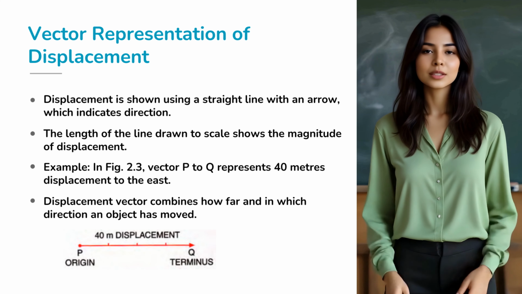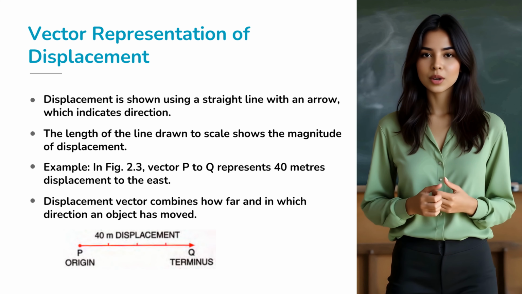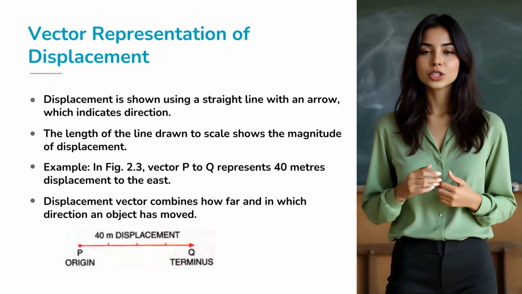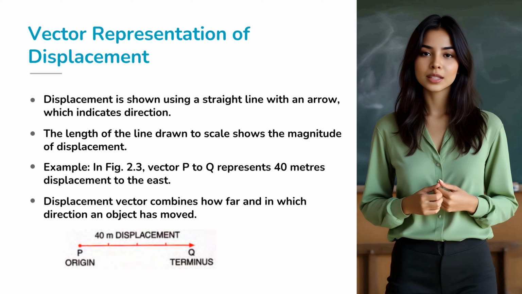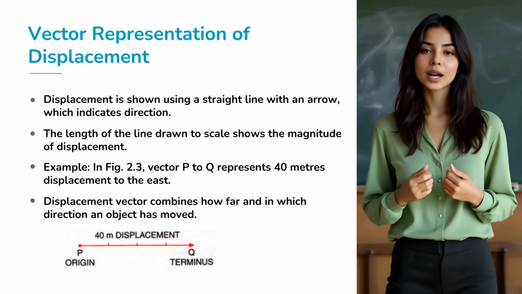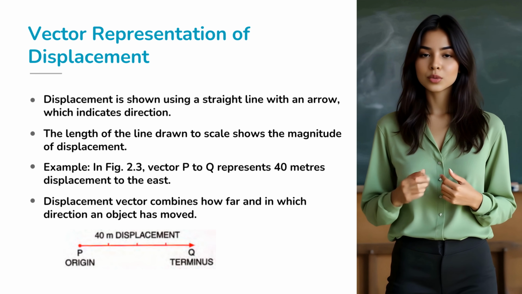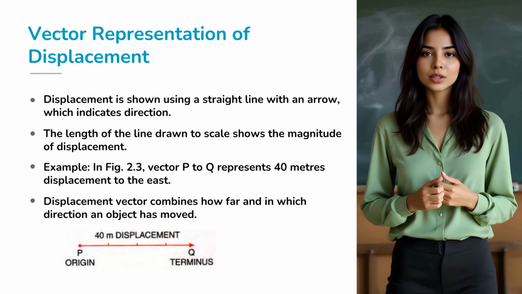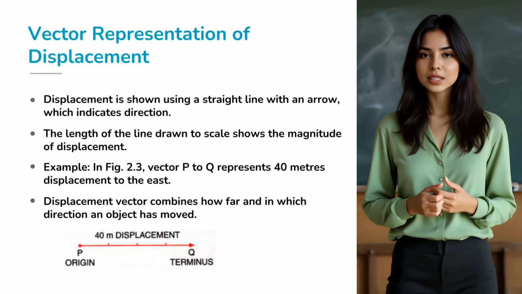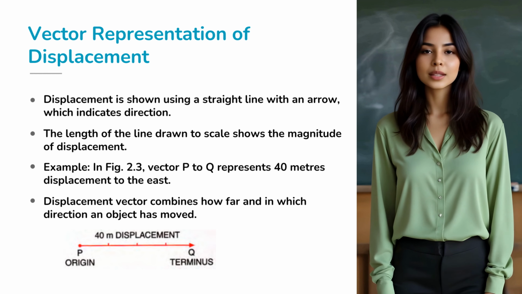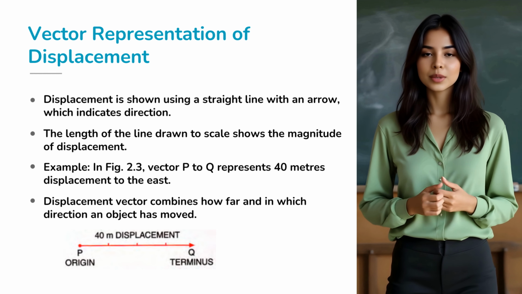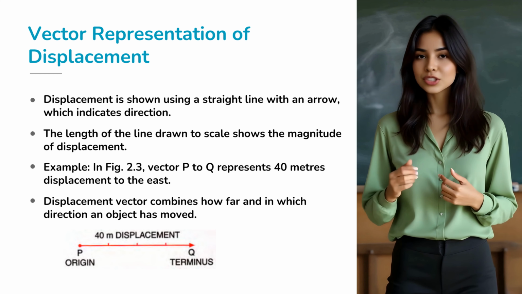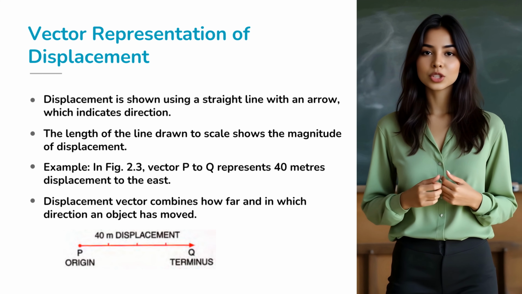Since displacement is a vector, we can show it using an arrow. The arrowhead tells us the direction, and the length of the arrow, drawn to scale, gives us the magnitude. For instance, in the diagram, vector PQ shows a displacement of 40 meters east. The origin P is where the object started, and the terminus Q is where it ended up. This way, displacement becomes more meaningful. It doesn't just say how much, it says in which direction.